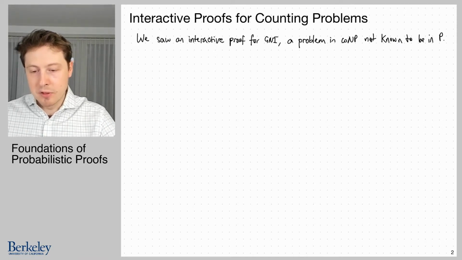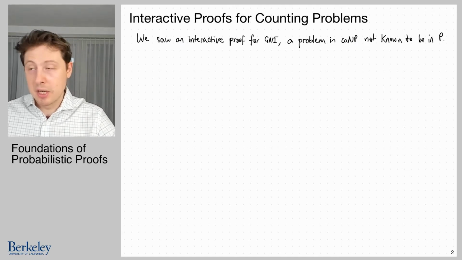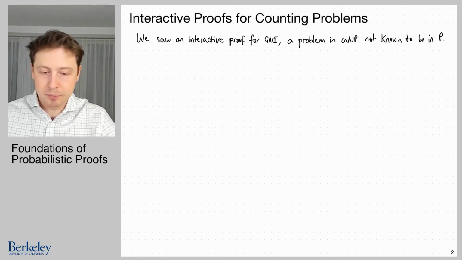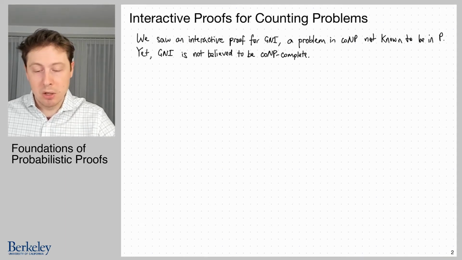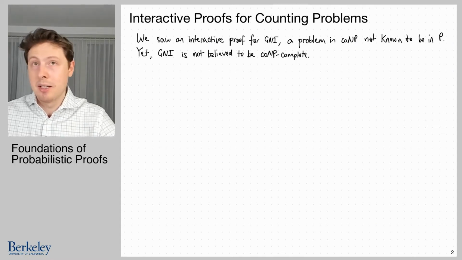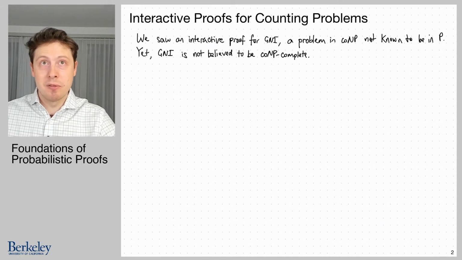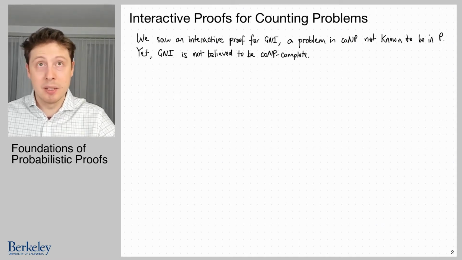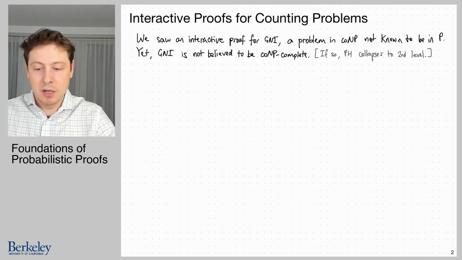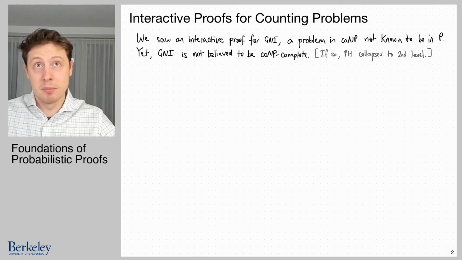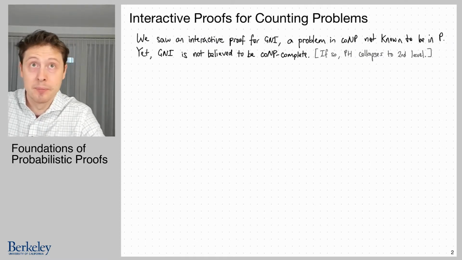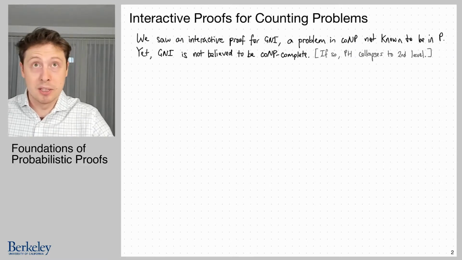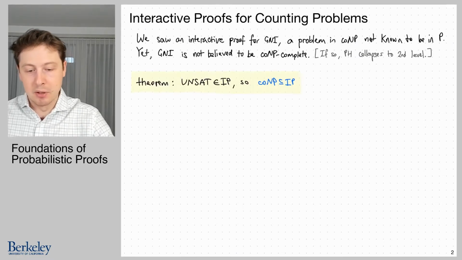So graph non-isomorphism is an example of a problem in the complexity class coNP that is not known to be in NP. Yet, at the same time, graph non-isomorphism is not believed to be coNP complete. So it's not that, oh, we have an interactive proof for GNI, now we have the entire complexity class coNP done. That's not true. Or at least we don't believe it's true, because if GNI were coNP complete, then there is some complexity result that says something really weird happens, like the polynomial hierarchy collapses to the second level. So we don't expect to have interactive proofs for all of coNP by just proving that GNI has an interactive proof. So we're going to need separately a theorem.